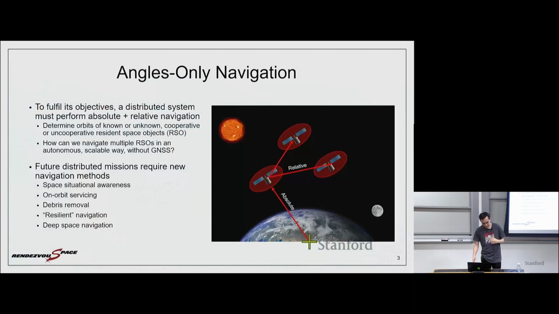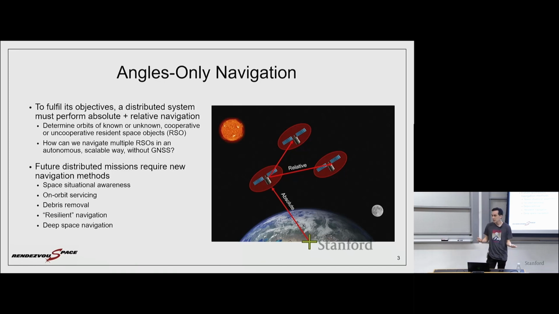Okay, so to get started, ultimately to fulfill its objectives, a distributed system in space has to perform some kind of absolute navigation relative to a central body, such as the Earth or the Moon, and has to perform relative navigation within the distributed space system. Basically, before we do anything in space, we need to know where we are. And that encompasses determining the orbits of known or unknown, cooperative or uncooperative resident space objects. And the question ultimately is, how can we navigate multiple RSOs in a way that's autonomous, in a way that's scalable, without necessarily having to rely on something like a GPS system.